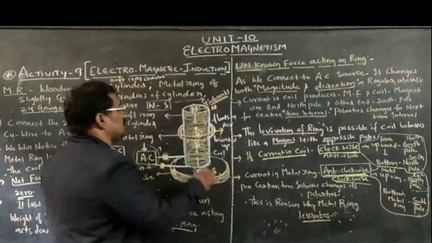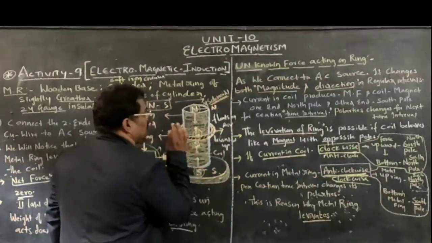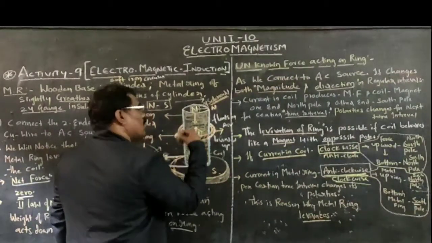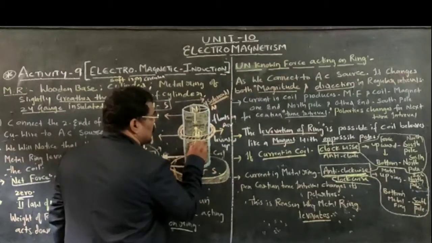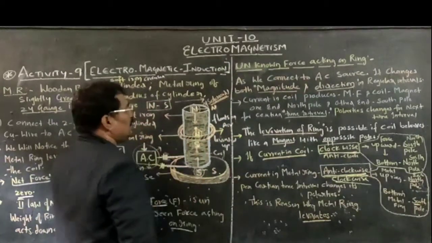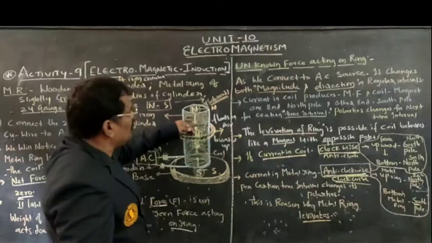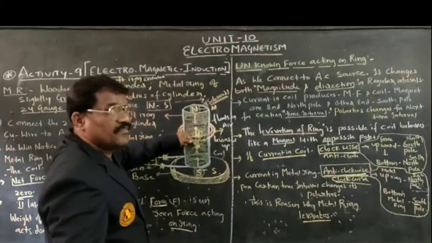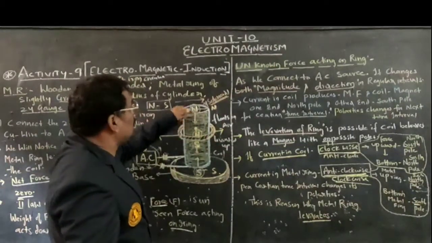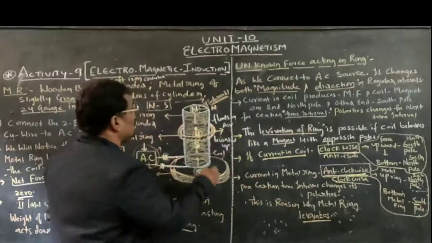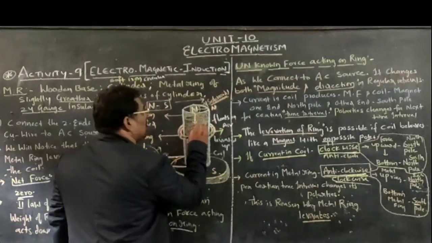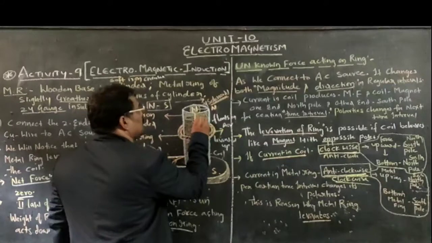If the current direction in this particular metal ring is not changing, for example, remaining only in the anti-clockwise direction, the current is moving. Then what happens there? The upper surface of this particular metal ring will be acting like a north pole. The bottom surface of the metal ring will be acting like a south pole. North pole. Here what happens? Attraction won't take place. Repulsion will take place here.